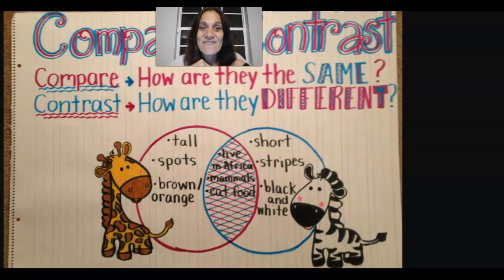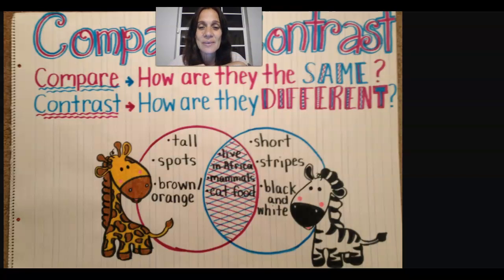So if you look at this Venn diagram, we've done this a lot in first grade, and we have our giraffe and our zebra. So to compare them, we put them in the center, the middle of the Venn diagram. They live in Africa, they're mammals, and they eat food. But how they're different, the contrasting, goes on the side where the animal is. So we saw that the giraffe is tall, but the zebra is short. The giraffe has spots, the zebra has stripes. The giraffe is brown and orange, and the zebra is black and white. So those are really good things for readers to do: to compare and contrast.